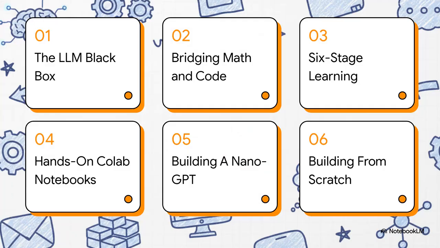So, let's quickly run through our roadmap for today. We'll hit Section 1, the LLM black box. Section 2, bridging math and code. Section 3, the six-stage learning process. Section 4, hands-on Colab notebooks. Section 5, building a nano GPT. And finally, Section 6, start building from scratch. This is a highly structured path designed to take you from basic Python and college math all the way to building a working nano GPT.